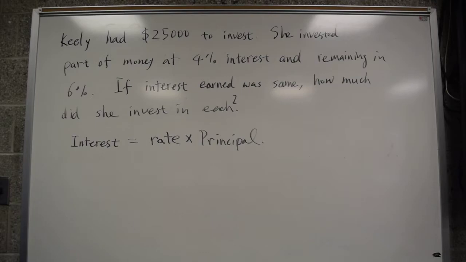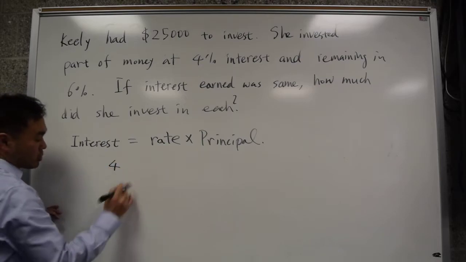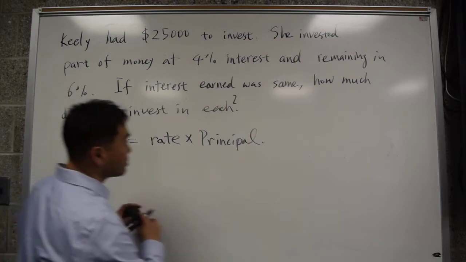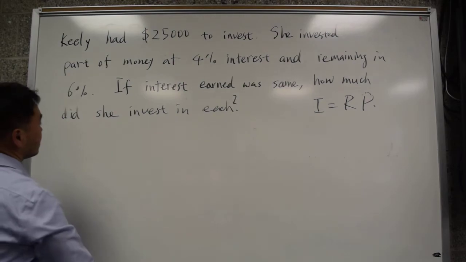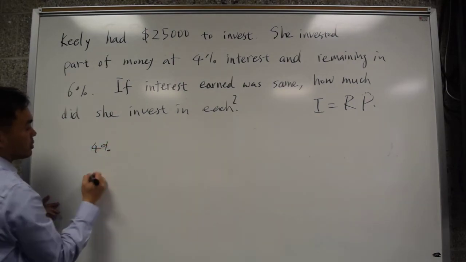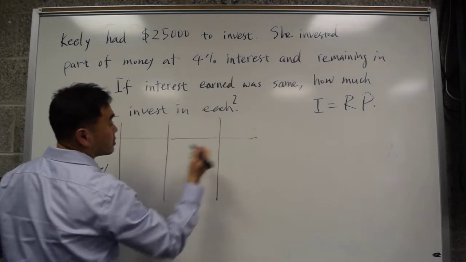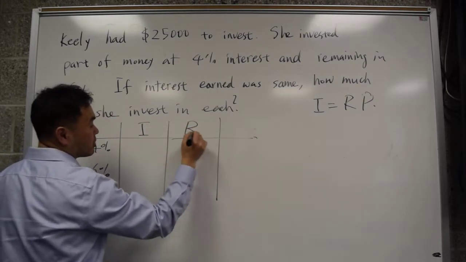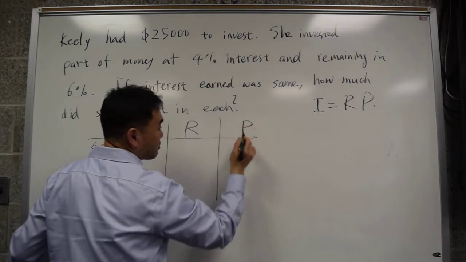Yes? I understand what the principal in here is, 25K minus X. Is that right? Right, we're getting there. Okay, so let's try to fill that in. There are two types of accounts, right? So let me just write down I equals R times P. There's a 4% account and a 6% account. R is for interest rate, I for the actual interest that you earn, and P for the principal.